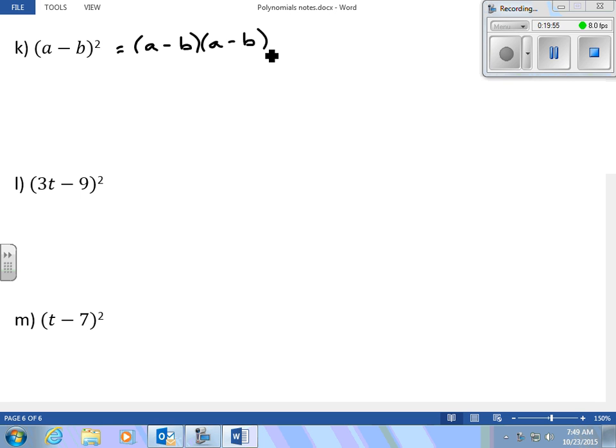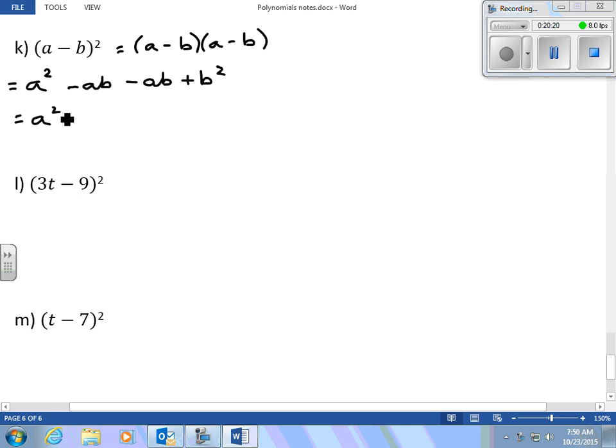So let's use our FOIL technique again and use our firsts. So we get a squared. Our outsides will give us minus ab. Our insides gives us another minus ab. And our last gives us a negative b times a negative b, so plus b squared. Our two middle terms are like terms. I've got a negative 1ab minus 1ab, so I end up with a squared minus 2ab plus b squared. Notice how that's just slightly different from the a plus b squared, and that's where the middle term is subtracted.